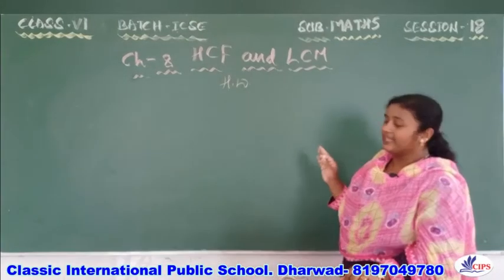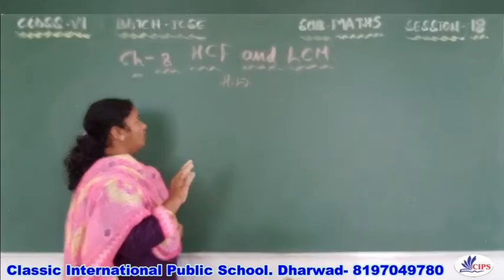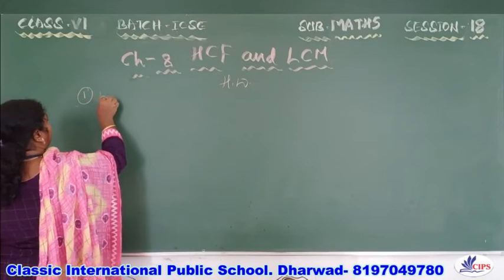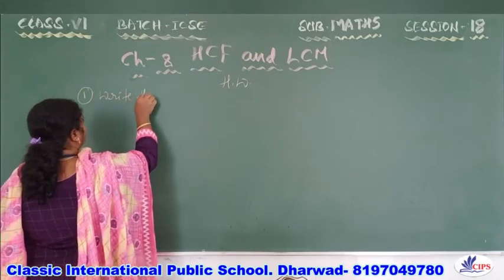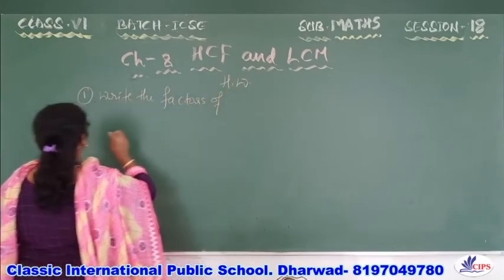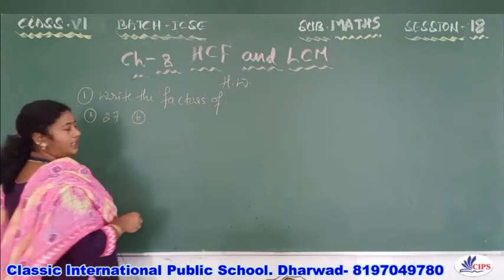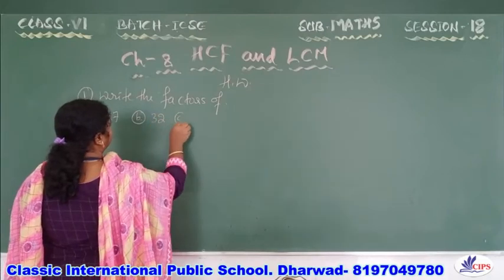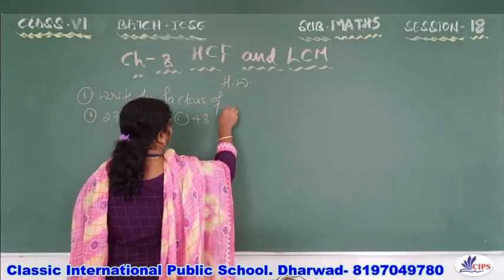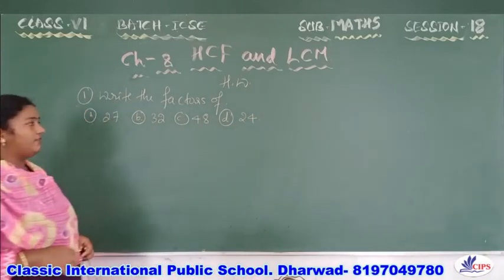So I have completed exercise 8a. Let me give the homework part. I am giving the homework here, which you are going to do in your homework book. First main, write the factors of: the first one is 27. Second one I am giving here is 32. Third one, 48. Fourth one I am giving here is 24. These you are going to write the factors of.